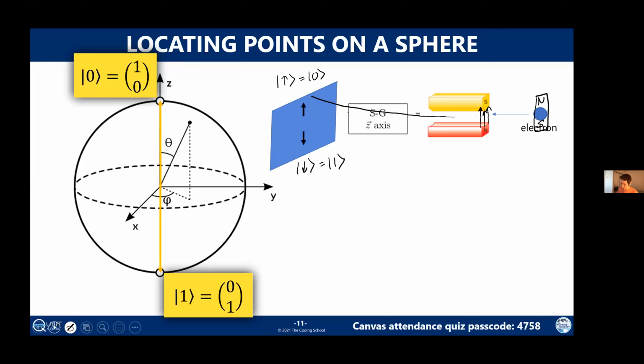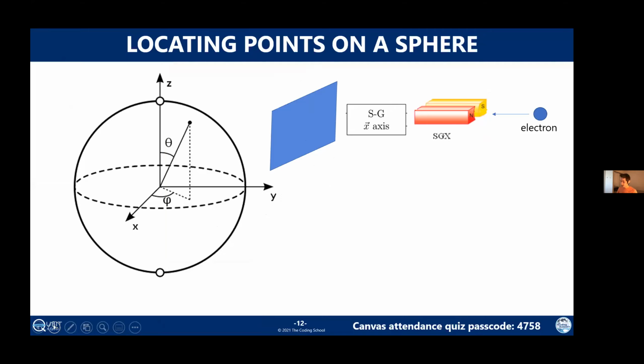Let's look at another example. We also did the Stern-Gerlach experiment measuring along the x-axis, right? In this case, exact same setup, but now when we send the electron through, it will either deflect to the right of the screen or deflect to the left of the screen. Again, we learned there are only these 2 possible outcomes when measuring along the x-axis.